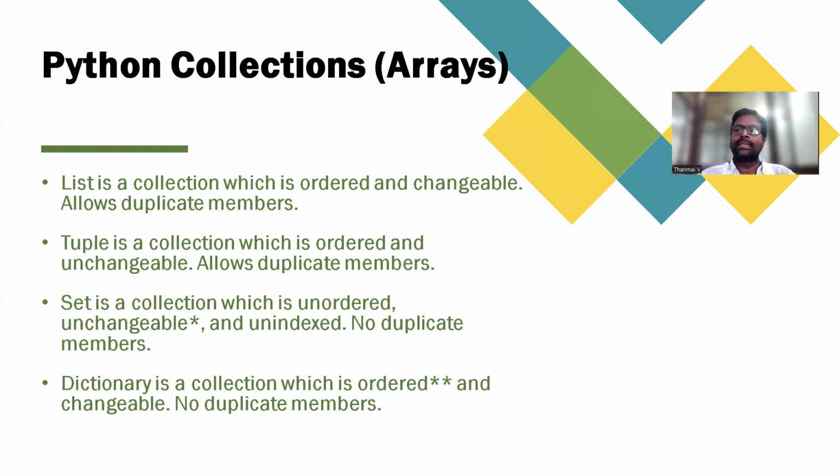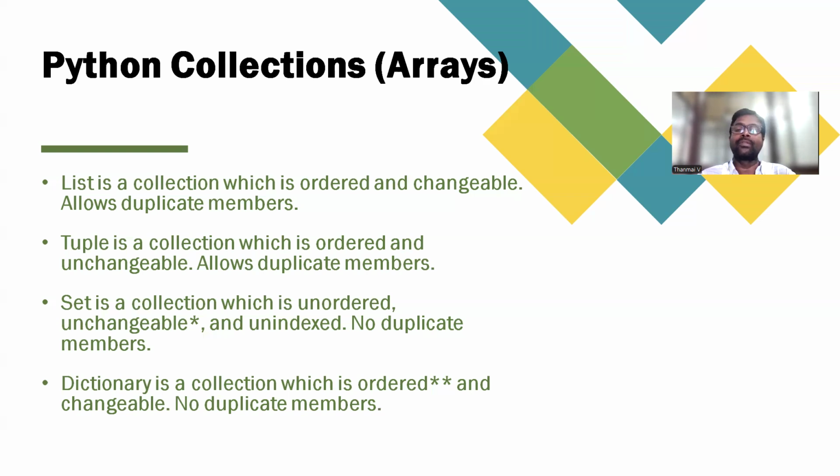And the second one is a tuple. A tuple is a collection which is ordered. That means all the elements, all the members in a tuple are in a particular order, same as the list collection. But the difference is, in case of a list, the elements or the members of a list are changeable. You can change, you can update the elements.